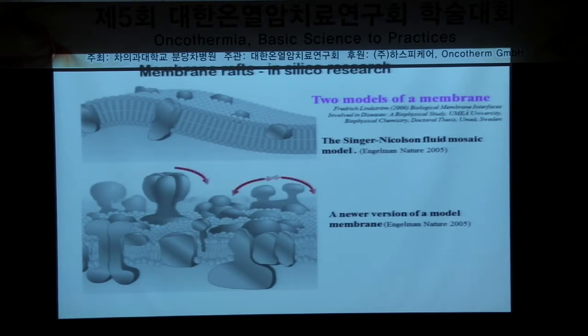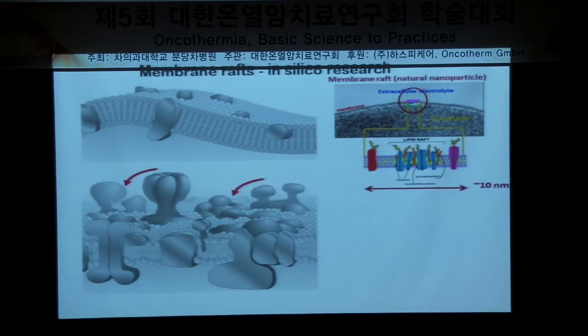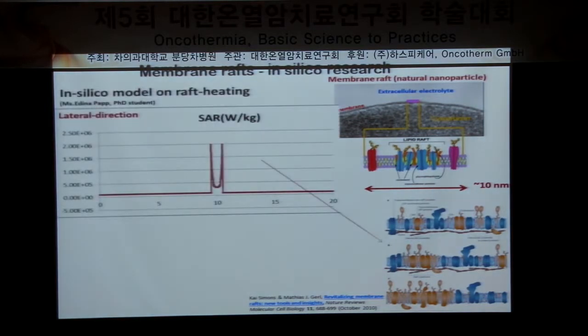Here are two models of the membrane, but we are using this more modern one, where the rafts could be caged because they are interpreted in clusters. And with this membrane catching, here you have a raft, and then the raft can be moved. So this raft can be moved on the membrane by the electric field. The raft is in the 10 nanometer range, and this electric field will move it in the membrane. So this is the membrane structure of the raft. There are many publications about it. It's new knowledge, and we have in silico models, which one student calculated with the top calculation facility at the Catholic University.